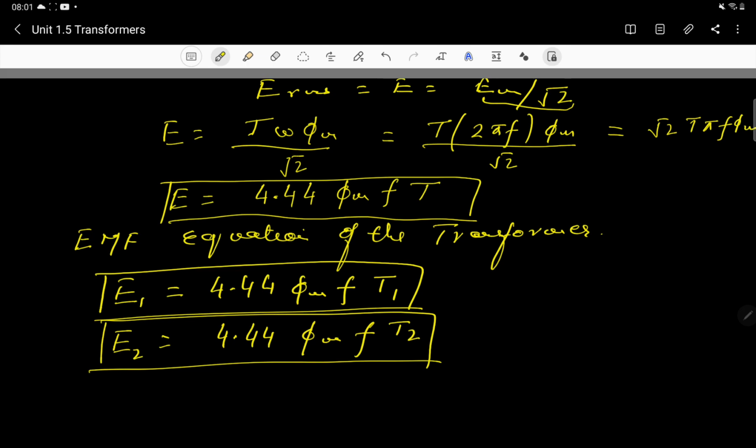So this is the EMF equation on the primary side and on the secondary side, in which phi m is the maximum flux, whose unit is Weber, frequency is in hertz, and E1 and E2 are in volts. The number of turns is a constant value. All right, so this is the EMF equation of the transformer. Today in this lecture we have discussed the working principle of the transformer and the EMF equation of the transformer. All right, thank you, thanks a lot.